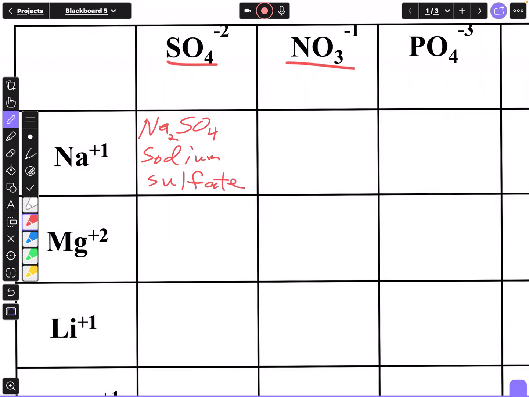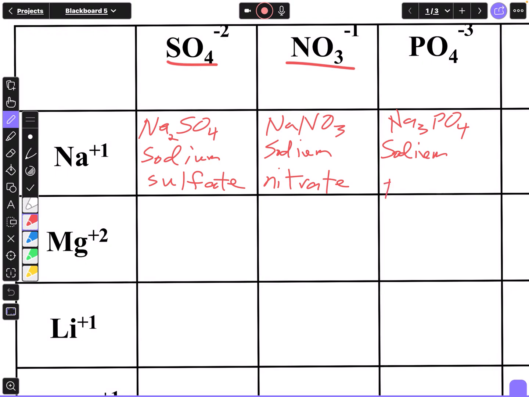Next, Na +1, NO3 -1, the ones would cancel each other out. I just write the formula NaNO3, so that would be sodium nitrate. NO3 is the nitrate ion. Next, Na +1 and PO4 -3. When I cross those charges, it becomes Na3PO4. I name it, that is sodium, PO4 is the phosphate ion. So sodium phosphate.